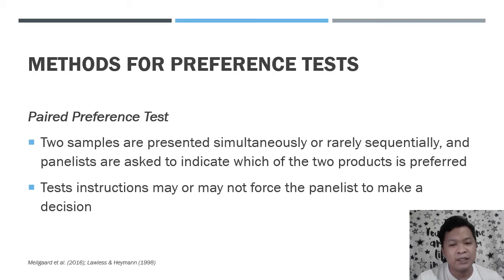So in this case, you may or may not require your panelists to make a choice. However, generally, yung forced choice na method, mas madali siyang i-analyze statistically. Kasi kung meron kang no choice, syempre, ang lalabas nun, may tatlong possible na answer: sample A, sample B, and neither of the two. Or yung no choice could be neither or both are equally preferred, di ba? So, mas mahirap i-stat yun.